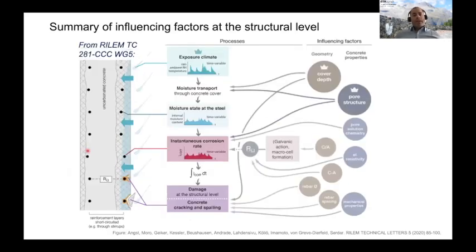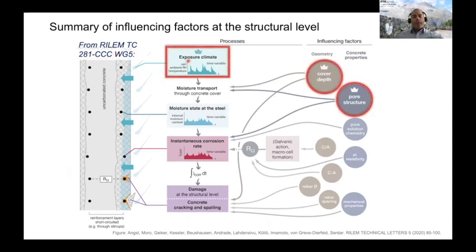Now, if I summarize the influencing factors at the structural level, and this is a figure from another RILEM committee, which is committee 281 CCC, working group 5. From that figure, you can see that the most important influencing factors in determining the corrosion rate of steel in carbonated concrete are the exposure climate, the cover depth, and the pore structure. Let me briefly explain the relationships here.